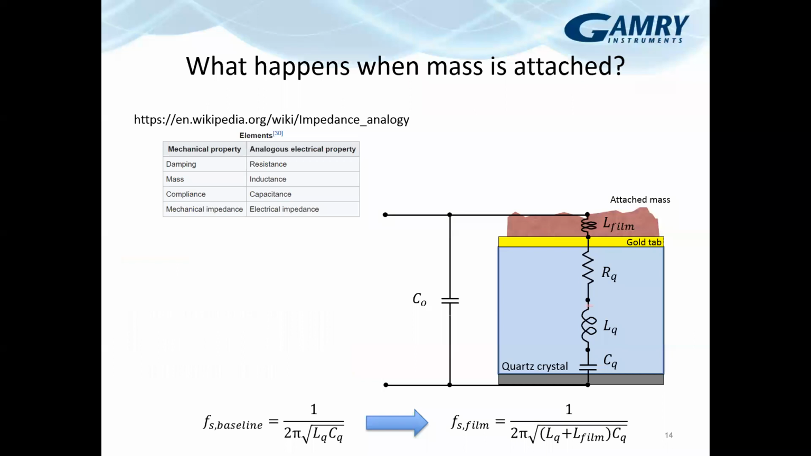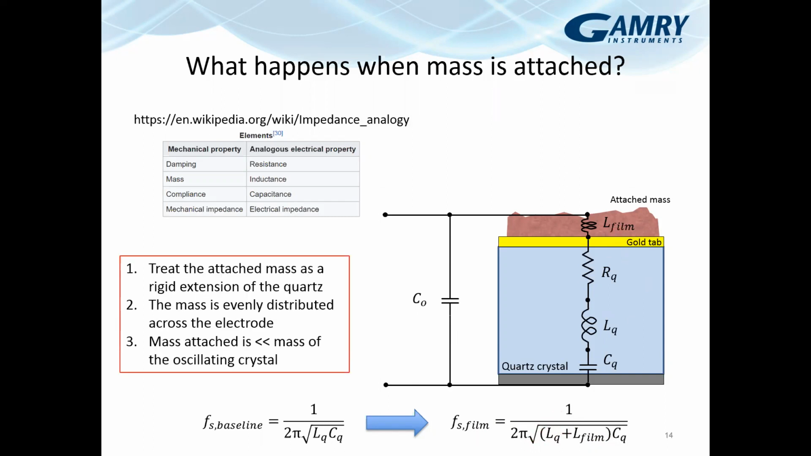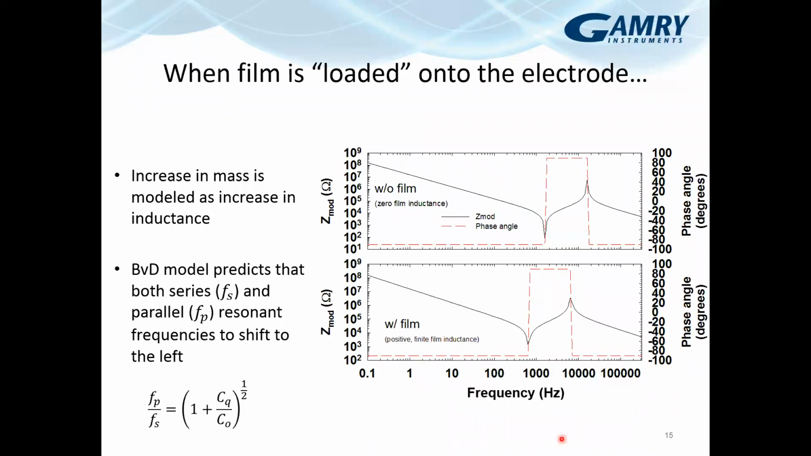And after the mass attaches, you'll get a new frequency shift, right? And that frequency shift is basically going to be the new or the effective inductance of this oscillating system, the oscillating mass sensor. So since inductance shows up at the bottom of this ratio, you can expect that when a rigid mass attaches to the electrode, you will see a decrease in the frequency shift.